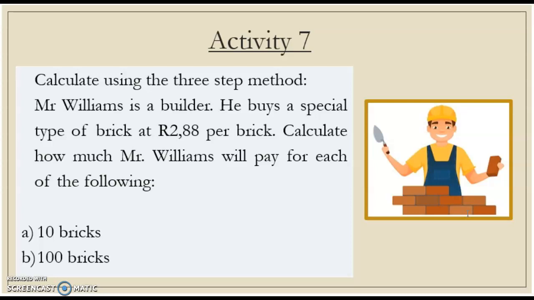He buys a special type of brick at R2.88 per brick. Calculate how much Mr. Williams will pay for each of the following. A. If he has to buy 10 bricks, how much would that cost him? And B. If he had to buy 100 bricks, how much would that cost him? So remember, your 3 steps is your question sentence, your calculation, and your answer sentence. Please pause this video and work out A and B.